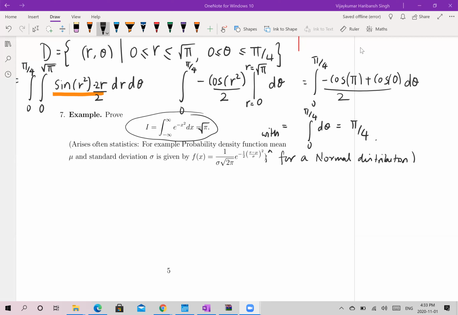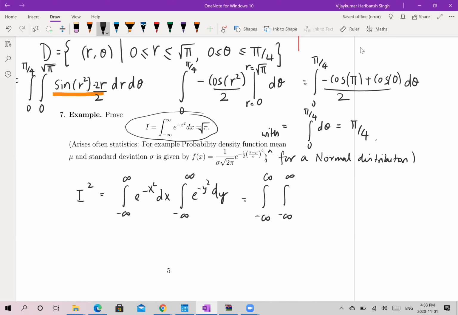So we wanted to show that this is square root of pi. So let's start with I square, which is going to be integrating e to the power minus x square dx times the integral of e to the power minus y square dy, right? So this is going to be the integral from minus infinity to infinity, minus infinity to infinity, of e to the power minus (x square plus y square) dx dy.